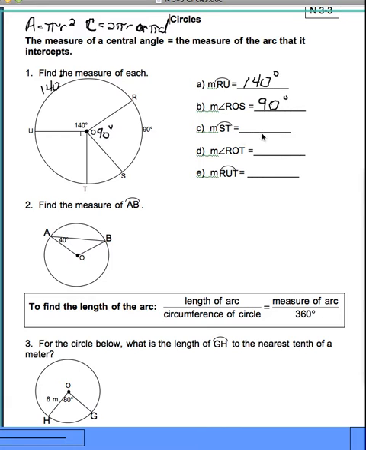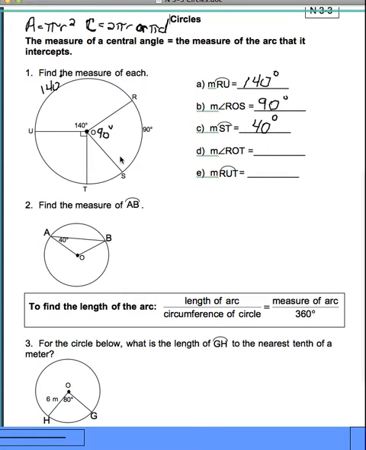Okay. Measure of arc ST. Well, we don't know this, but we do know that all the angles in a circle add up to be 360 degrees. We know this symbol means that one's 90. So we have 2 90-degree angles. That's 180 plus 140 is, no, 220. So subtract that from 360, and arc ST must be 40 degrees.